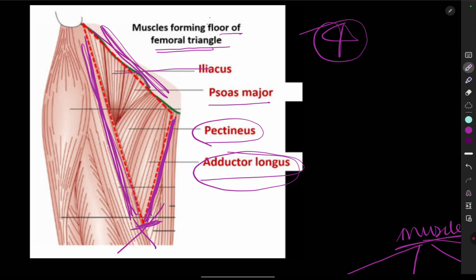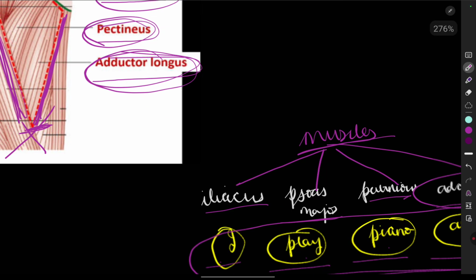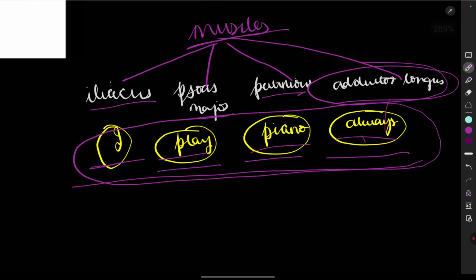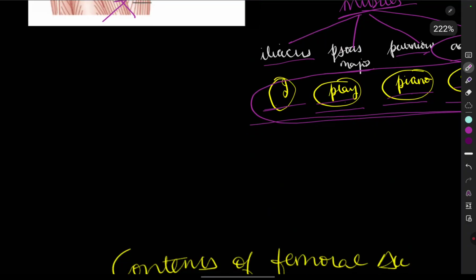So the floor muscles are iliacus, psoas major, pectineus, and adductor longus. I already told you how to remember it: I play piano always. You can also make your own mnemonics to remember it in a better way.